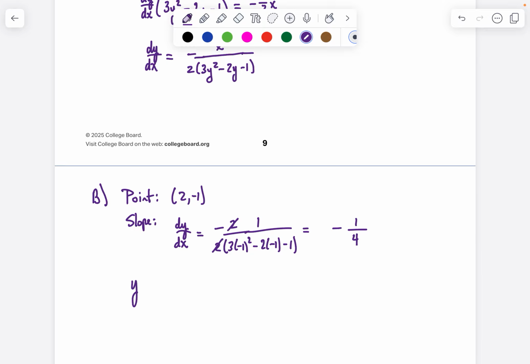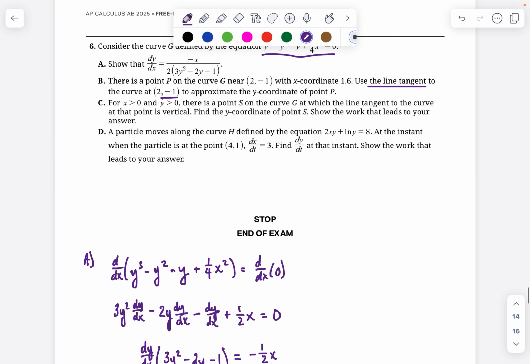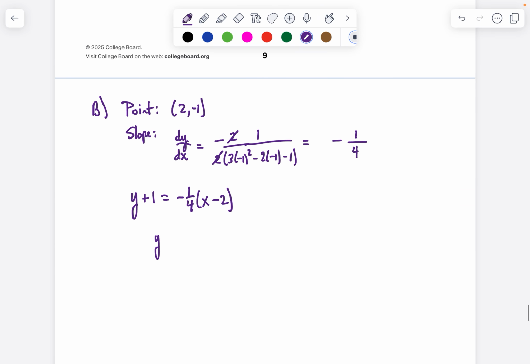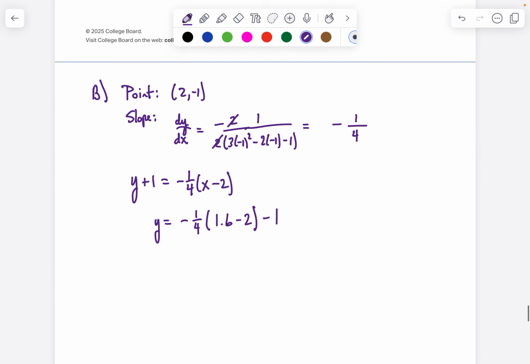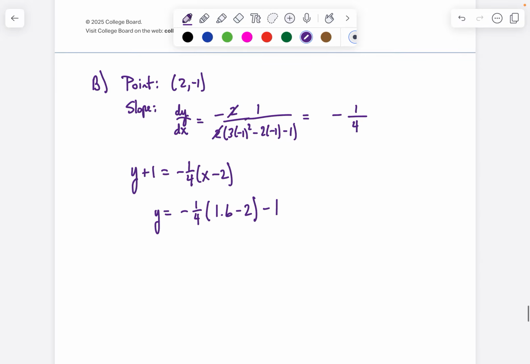So the equation of my line is going to be y plus 1 equals my slope times x minus 2. And they wanted me to use that line to approximate the y value at 1.6. So I can come in here then and just plug 1.6 in. I am also going to go ahead and move the 1 to the other side. So I got -1/4 times 1.6 minus 2, and then I've got the minus 1. Now there I would just stop, right? There's absolutely no reason to simplify that. You can just leave it at that. If you did simplify it, it would be -0.9. But there's absolutely no reason to simplify that, so you're all good.